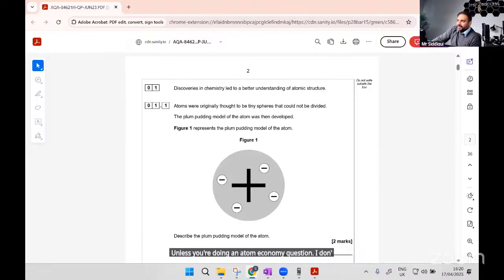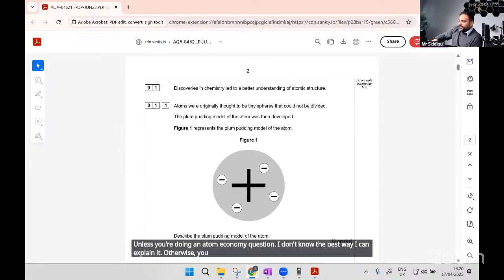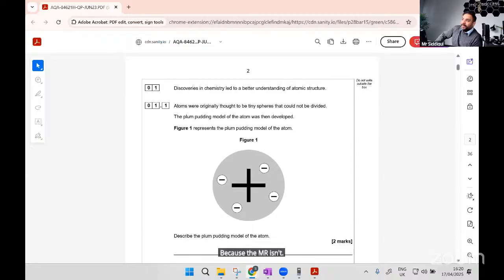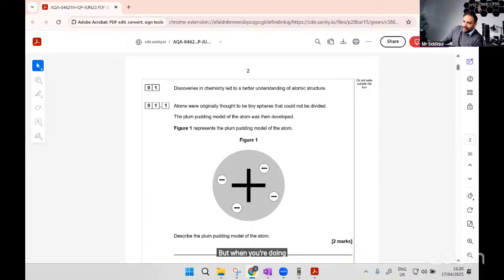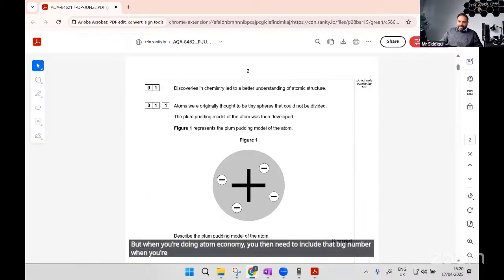I think that's the best way I can explain it. Otherwise, you don't use the big numbers to calculate the MR or the AR, because the big number is not part of the MR. The MR and stuff is just the little numbers, not the number in front. But when you're doing atom economy, you then need to include that big number in your calculation. That's the only time, off the top of my head, that it matters.